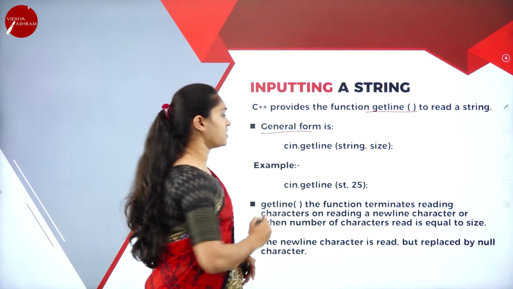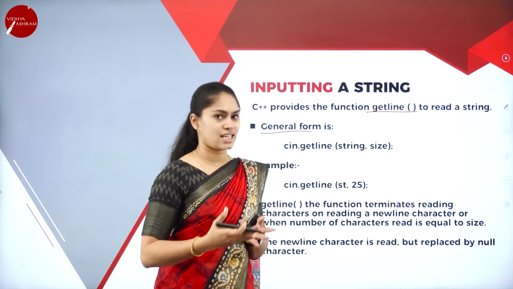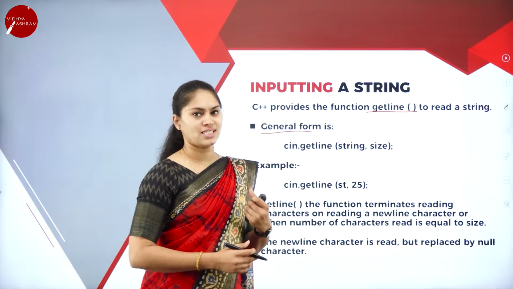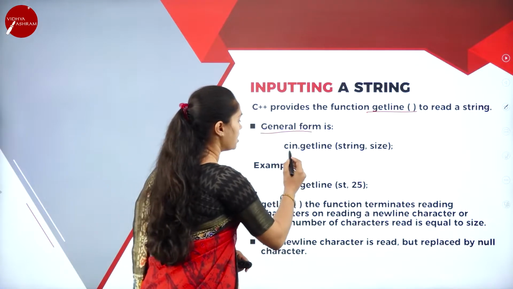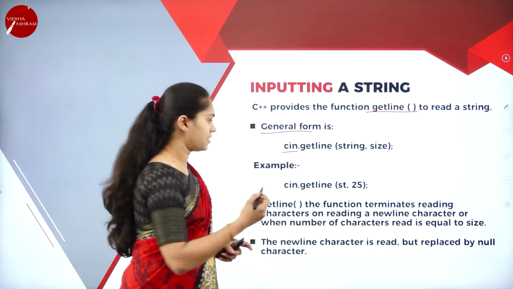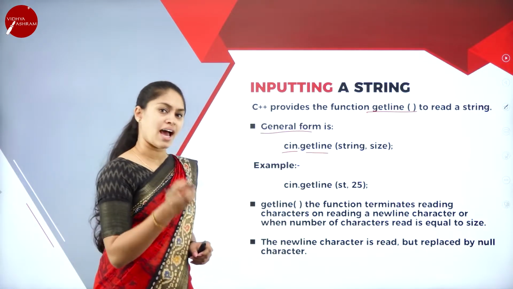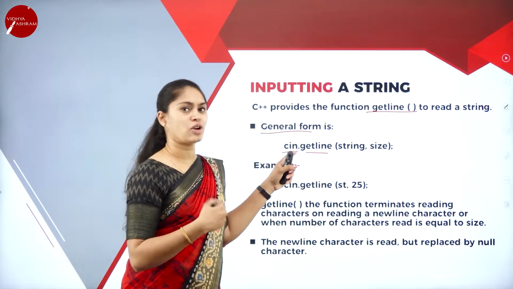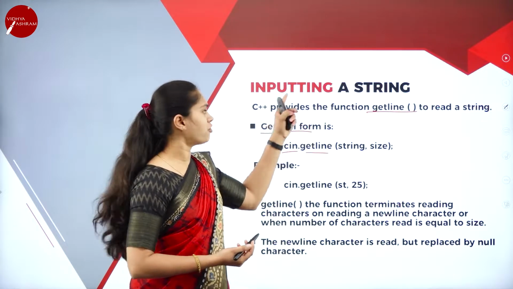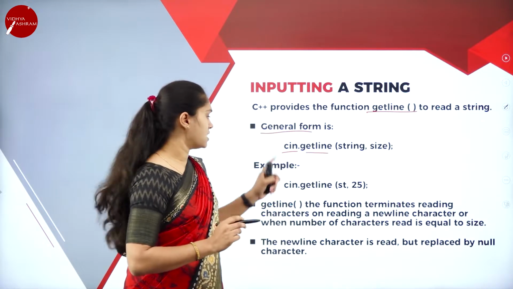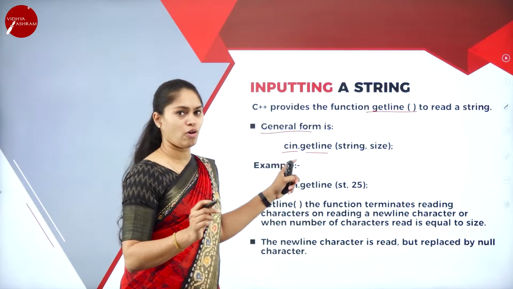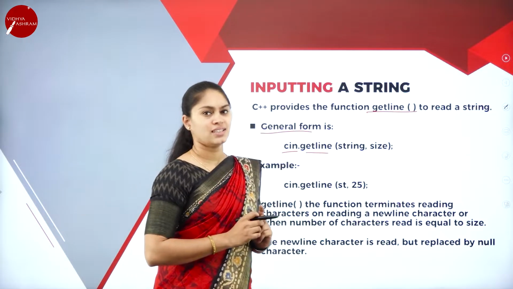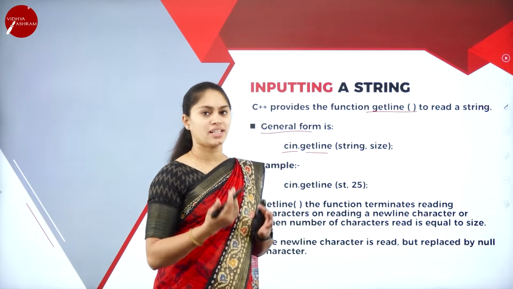Then what is the general form? How are we going to use it as a syntax? In order to use the getLine function, we have to follow the syntax. It includes cin dot getLine. getLine is a function, and I am accessing it with the help of the cin object. That means it is only for the purpose of inputting. That's why we have to take cin. You should not take cout for this. Cin dot getLine of. So what does the parenthesis include, or what does it comprise of?